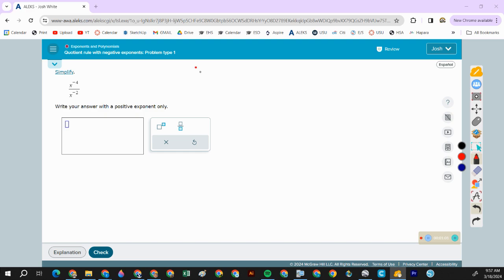So if we flip those, I get x squared over x to the 4th, which is just 1 over x squared.